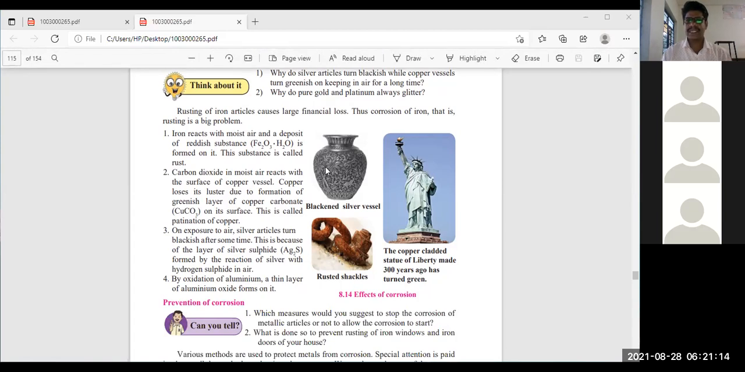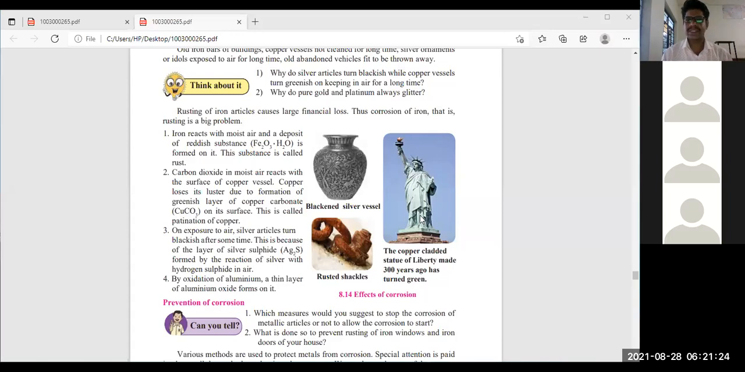Now there are so many examples. You will see that the copper-clad Statue of Liberty, made 300 years ago, has turned green. Now there are so many reasons. Due to pollution also, we are getting this. So many historical places and historical objects are there. Now their color is changing.